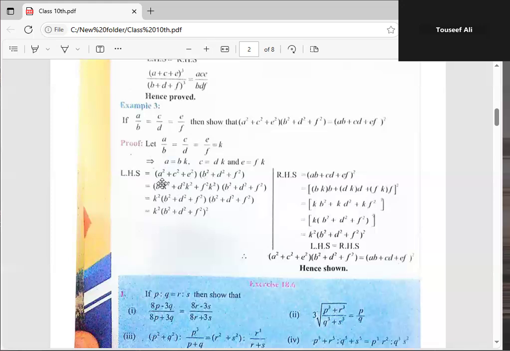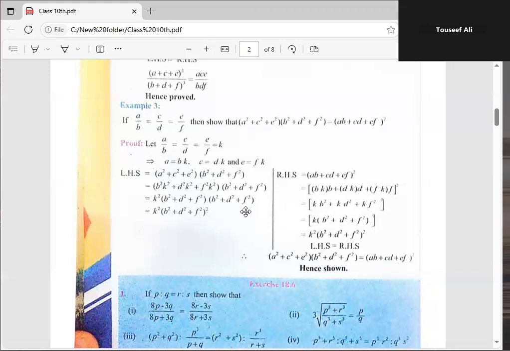Now by solving this, from all three terms k square is common, so by taking k square common, the remaining term is b square plus d square plus f square, and here b square plus d square plus f square, these two terms are the same, so it becomes a whole square, and the solution of the left hand side is k square into b square plus d square plus f square whole square.